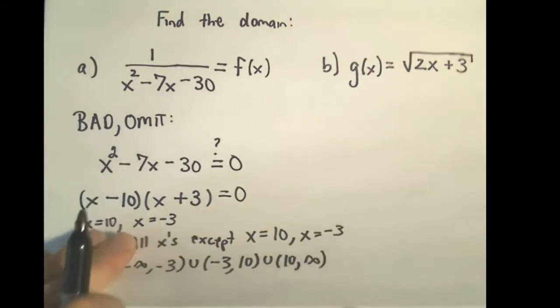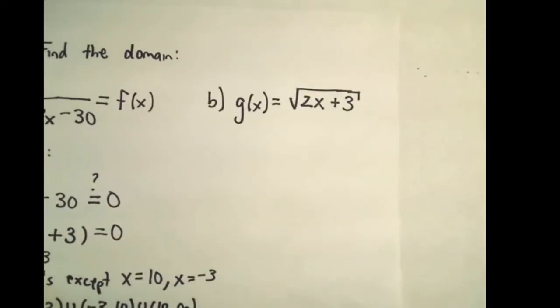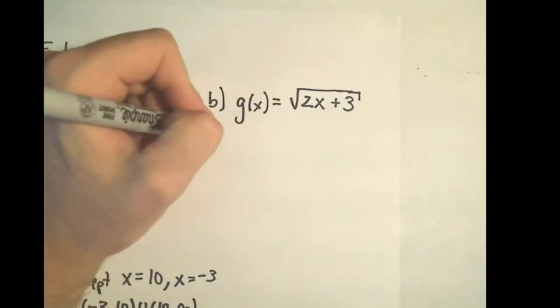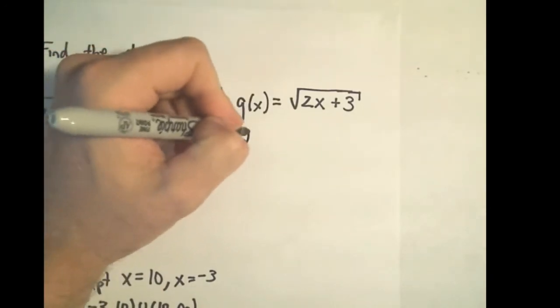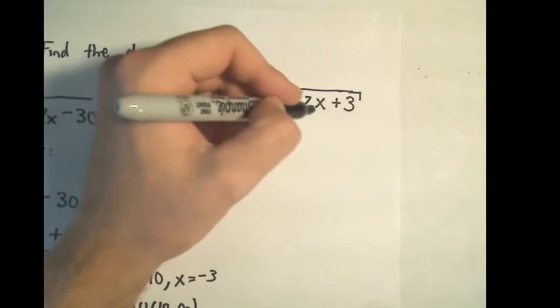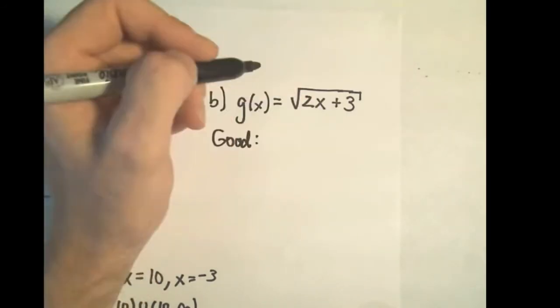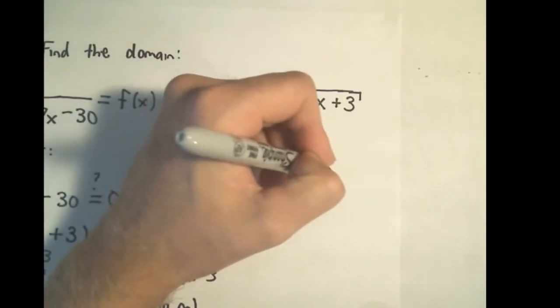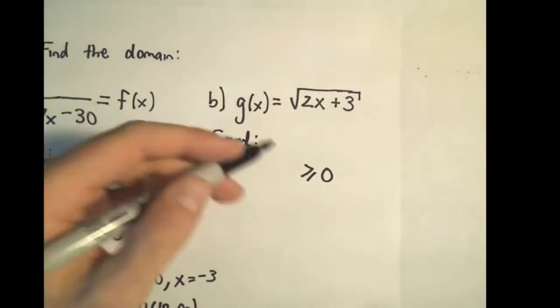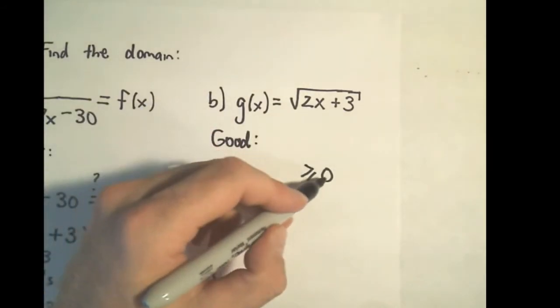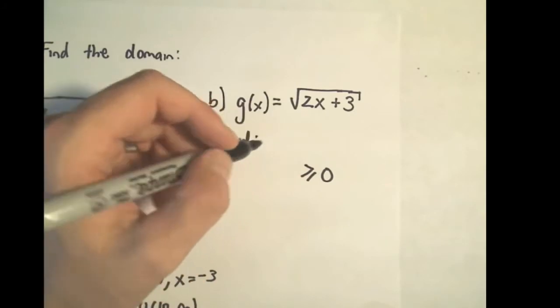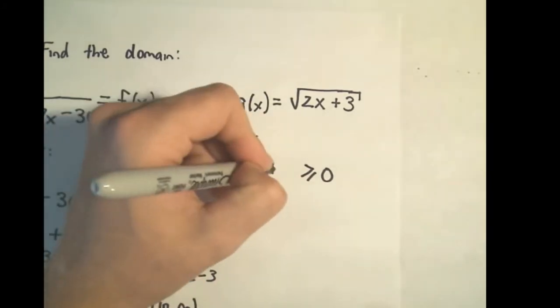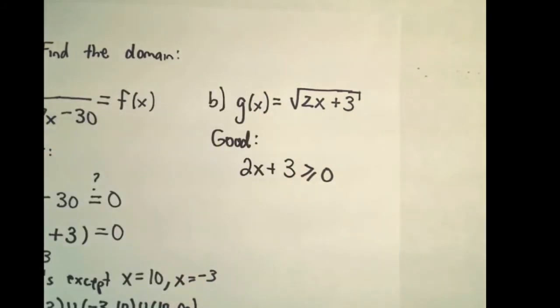The other one here, we have the square root of 2x plus 3. So again, the way I think about it, the values that are good in this case are those where whatever is underneath the square root is greater than or equal to 0. That's what we need to happen. We only want numbers that are greater than or equal to 0, whatever's under the square root. Well, 2x plus 3, that's what's underneath the square root.